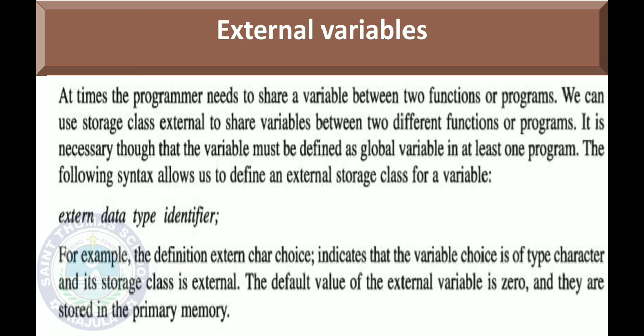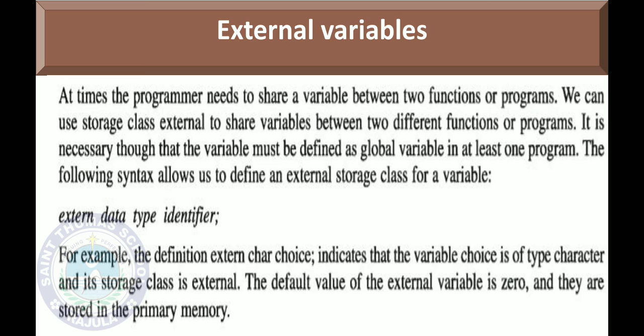Extern. The extern word you have to use, then after that the data type and your variable name. So for example here, extern char choice indicates the variable choice is of type character and its storage class is external. The default value of an external variable is 0. Remember here students, whenever you define any variable as an external data type, the default value of that variable is 0, and it is stored in the primary memory.